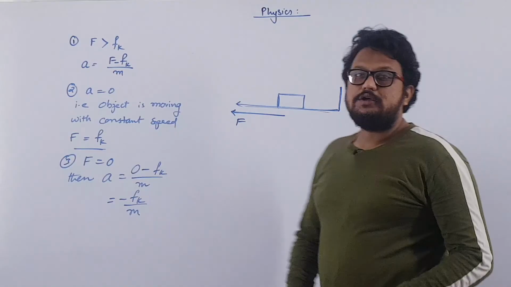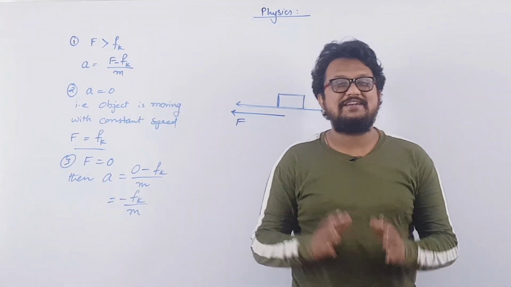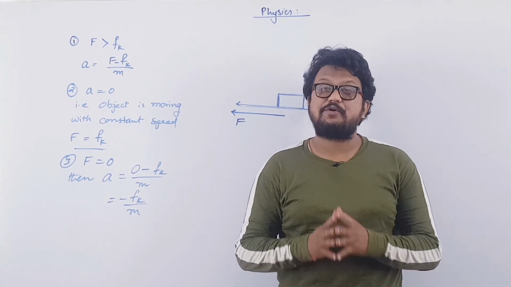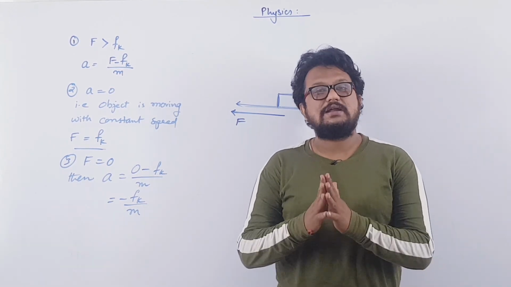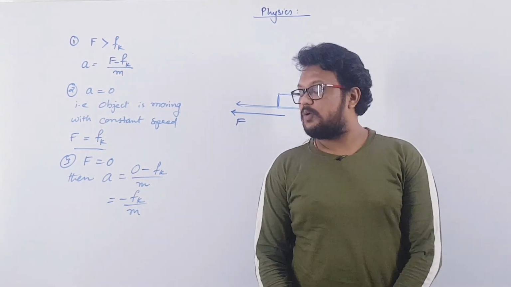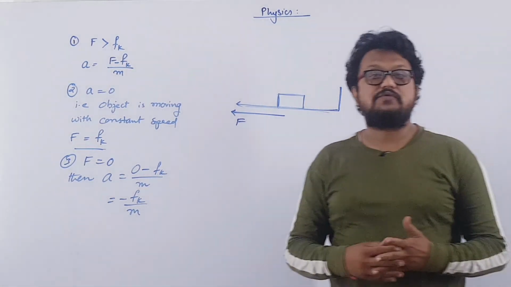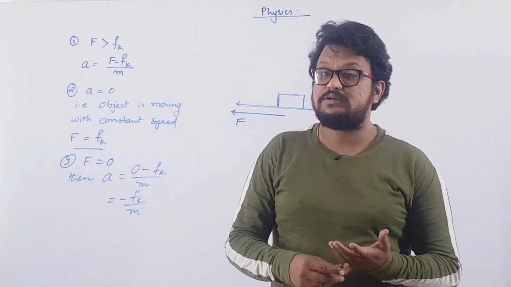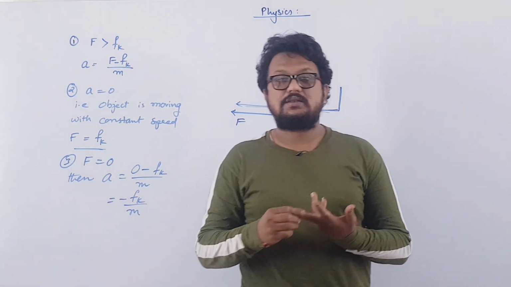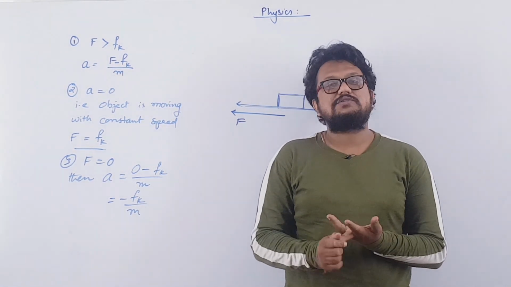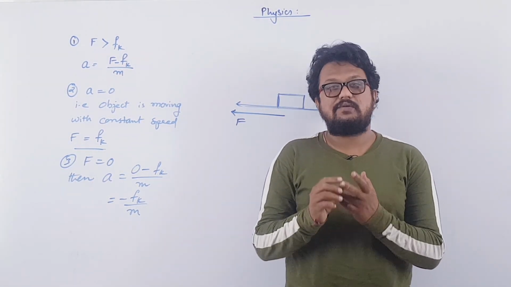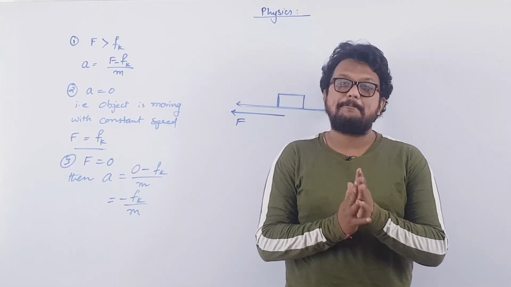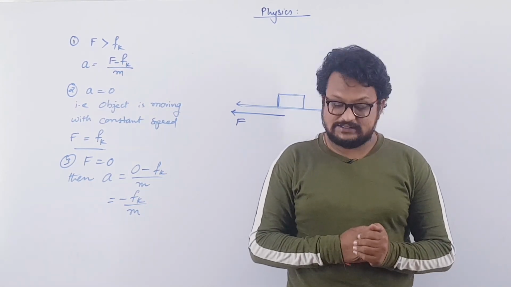Clear? So this is it for this video lecture. In next video lecture we are going to discuss about one more type of frictional force, that is rolling friction, right? So actually there are three types of frictional forces acting on a body. One is static friction, one is kinetic friction, and the third one is the rolling friction. Of course rolling friction is the least amount of frictional force acting on any body. So that we will discuss in our next video lecture.